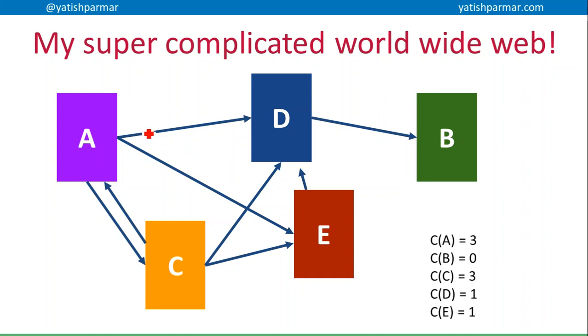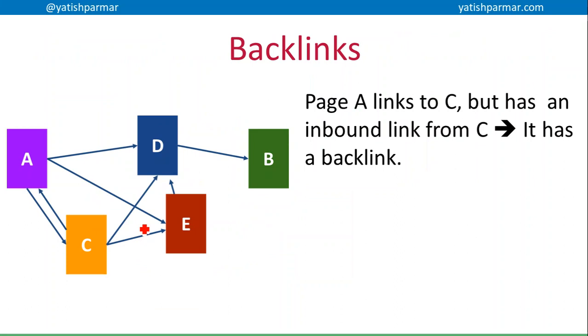Okay, so for example, if I'm doing a count of A, I'm going to get three because it has 1, 2, 3 outbound links. Then we also have a term called backlink. So page A links to C, but also has an inbound link from C. Any inbound links are called backlinks in this algorithm.